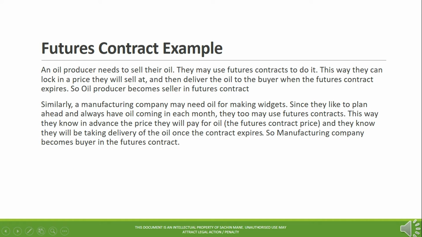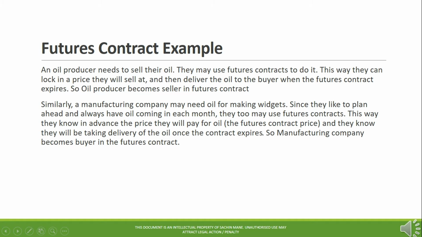An oil producer needs to sell their oil. They may use futures contracts to do it. This way they can lock in a price they will sell at, and then deliver the oil to the buyer when the futures contract expires. So the oil producer becomes the seller in the futures contract.